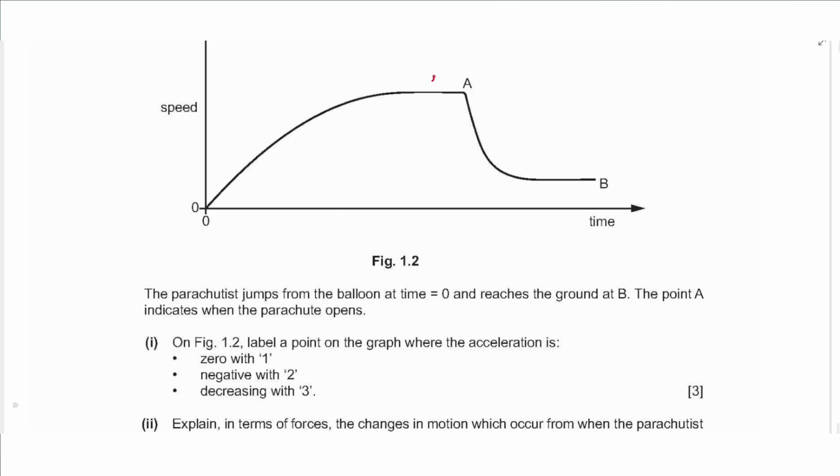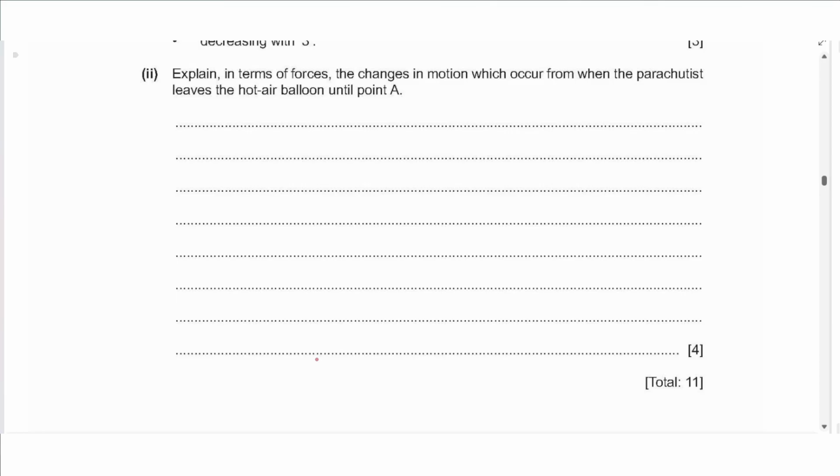So we have two parts that we can call 1, which are the horizontal lines. That means there is no acceleration. The second request is acceleration negative with 2. So acceleration negative is only one part here, which is the decreasing speed part. The last request is decreasing acceleration, which we can represent here or here. But the question requires a point for each case, so you do not have to mark all the areas, just one for each.